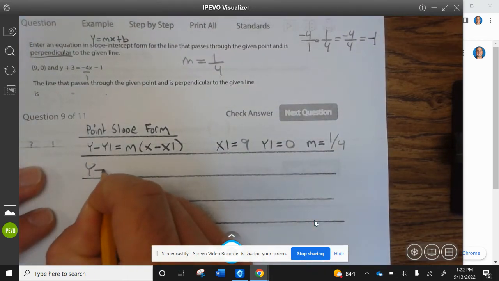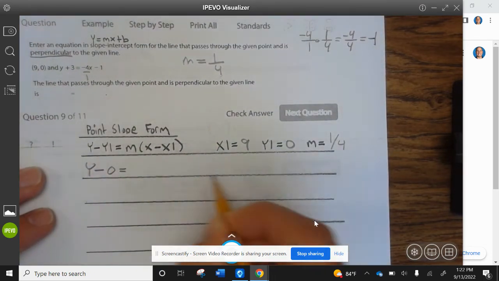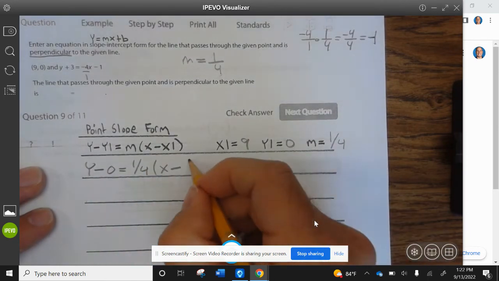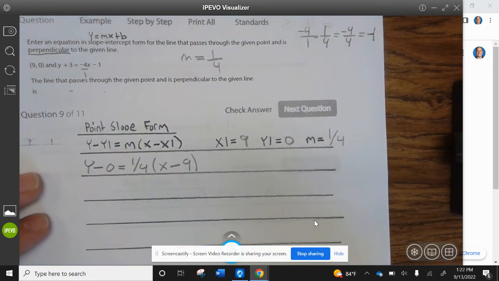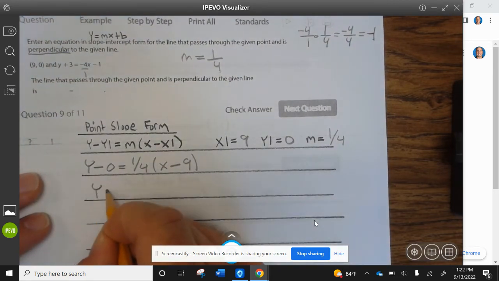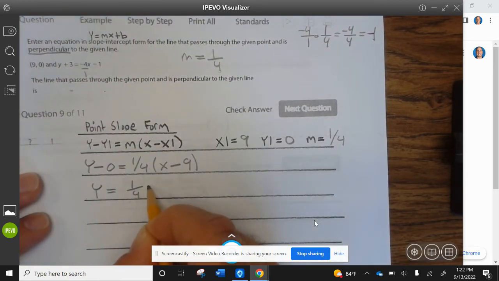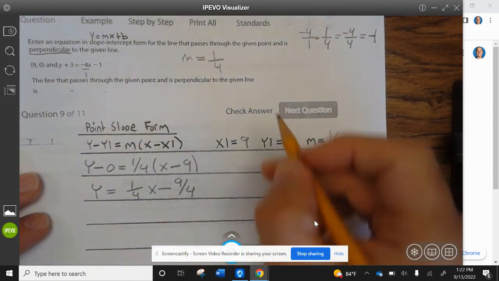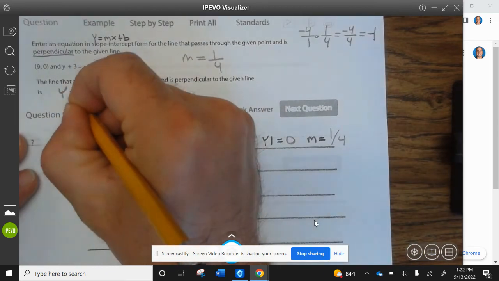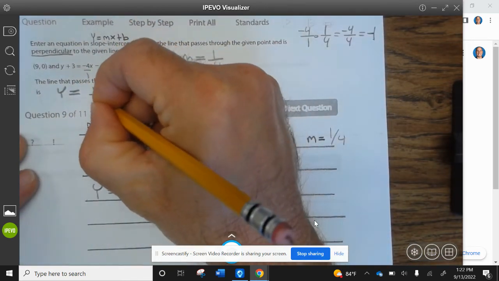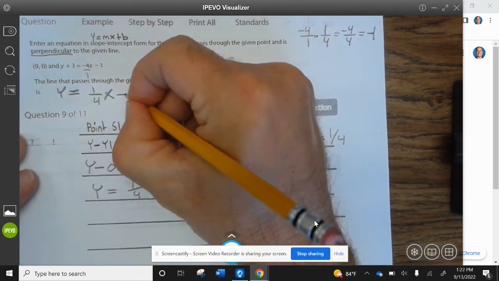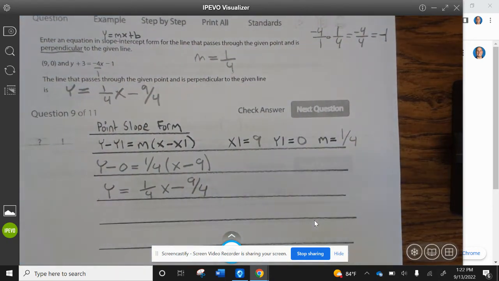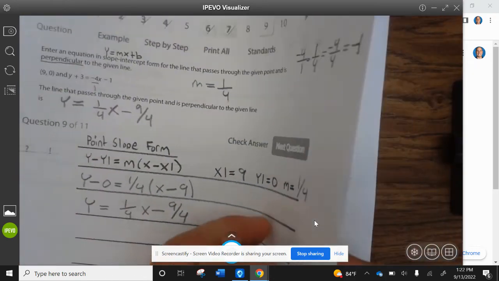So we get y minus y1, which is 0, equals m, which is 1/4, times x minus x1, which is 9. So we get y equals 1/4 x minus 9 divided by 4. So our equation is y equals 1/4 x minus 9 divided by 4. All right, go and finish up example 9.